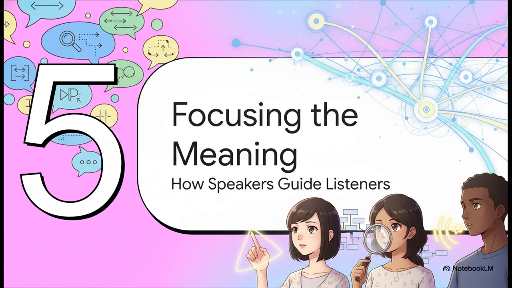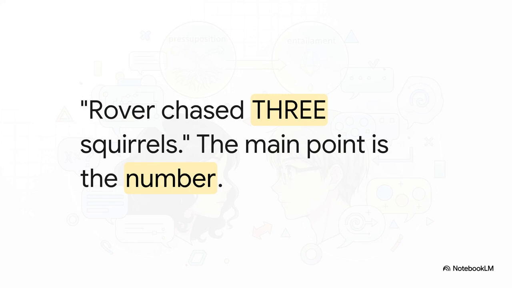But speakers can also use entailments in a much more subtle way to guide our attention. They don't just throw facts out there. They actively pick which logical consequence of their sentence is the most important one for us to focus on. Take this sentence. If I say, Rover chased 3 squirrels, putting all the stress on 3, I'm telling you that the number is the most important part. The new information, the focus, isn't about who did the chasing or what was chased, but how many.